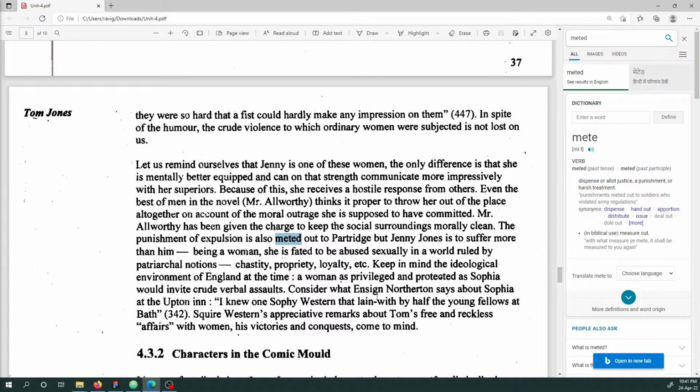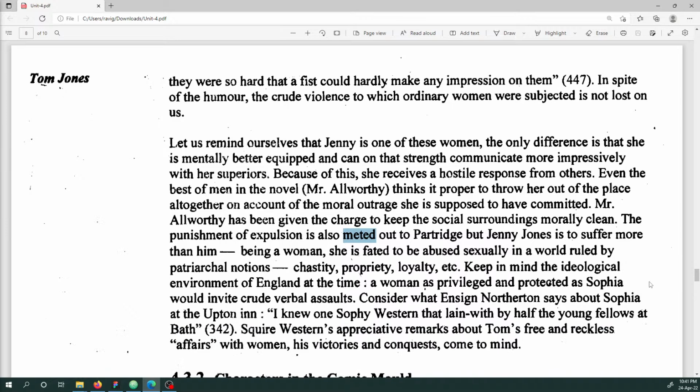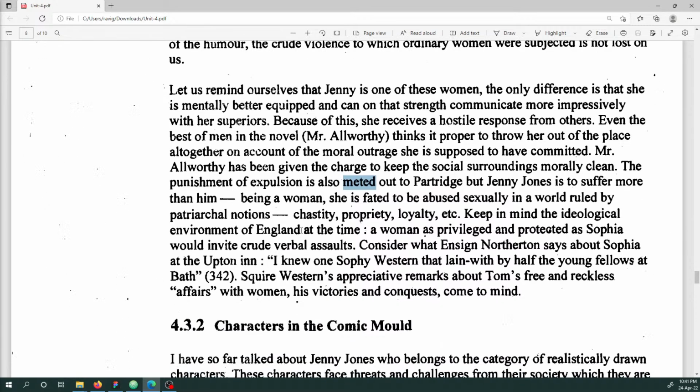Punishment is also meted out to Partridge, but Jenny Jones is to suffer more than him. Being a woman, she is fated to be abused sexually in a world ruled by patriarchal notions of chastity, propriety, loyalty, etc. Keep in mind that in the ideological environment of England at the time, even a woman as privileged and protected as Sophia would invite crude verbal assaults.